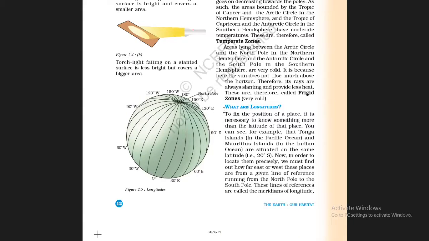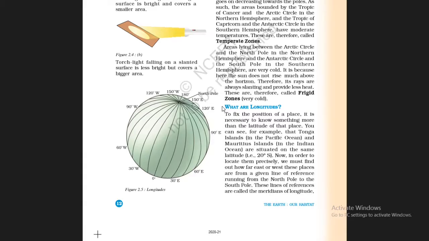Welcome, children, to continue the second part of your geography, chapter number 2. The name of the topic is Globe, Latitudes and Longitudes. Children, so far we have learned about the globe, important parallels of latitudes, torrid zone, temperate zones.